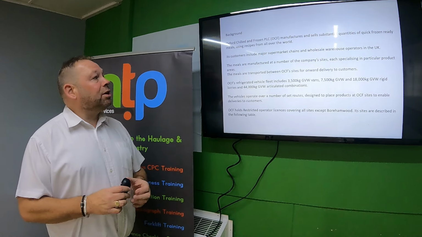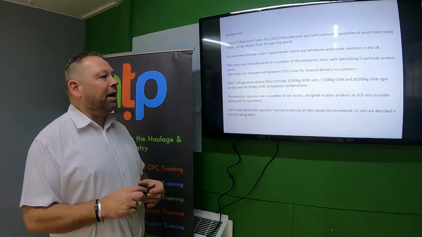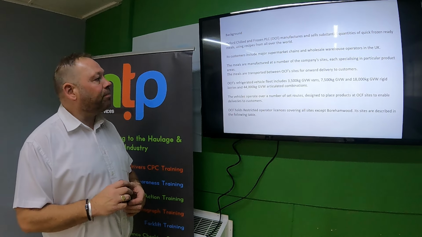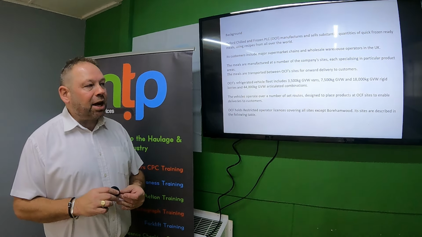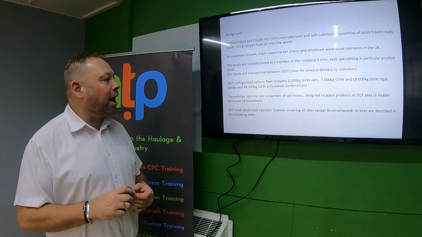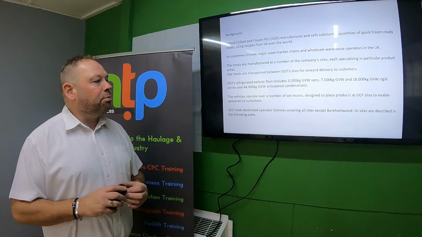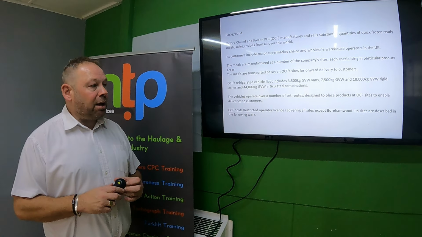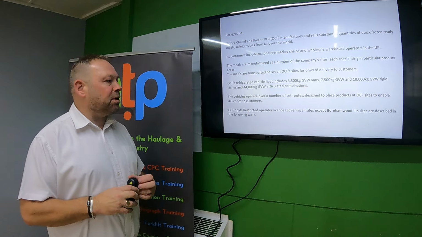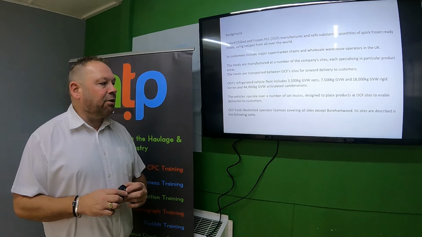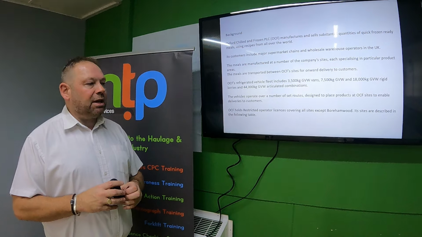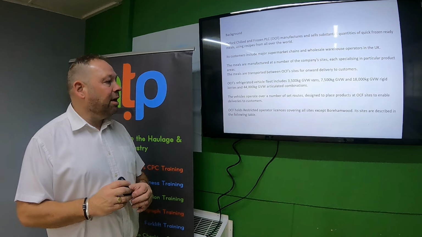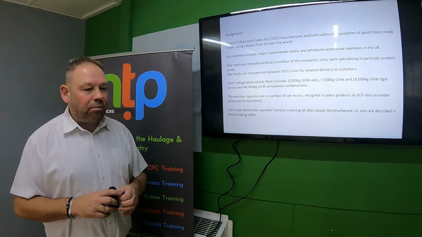Background. Oxford Children Frozen plc, OCF, manufactures and sells substantial quantities of quick frozen ready meals using recipes from all over the world. Its customers include major supermarket chains and wholesale warehouse operations in the UK. The meals are manufactured at a number of the company's sites, each specialising in particular product areas. The meals are transported between OCF's sites for onward delivery to customers.